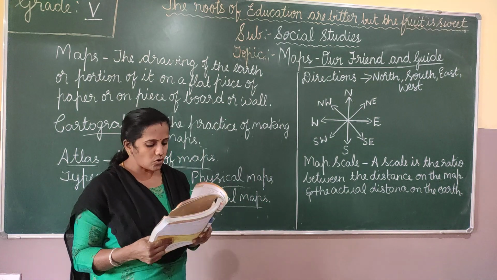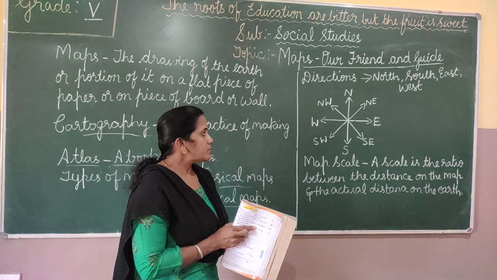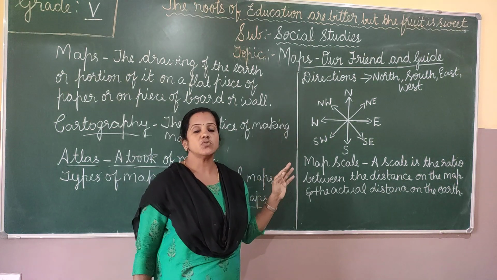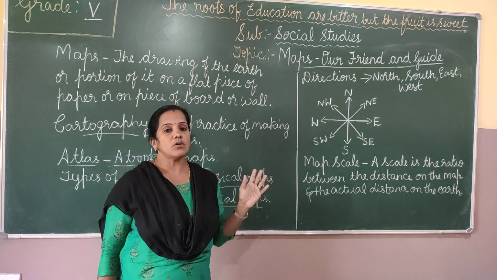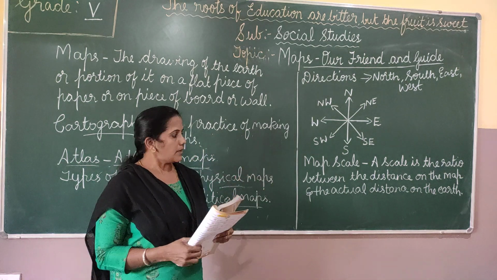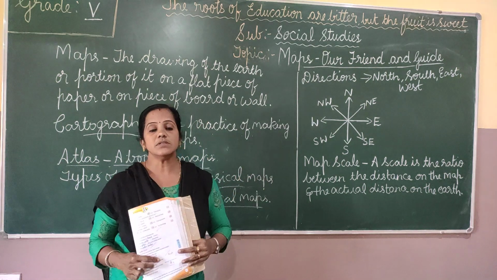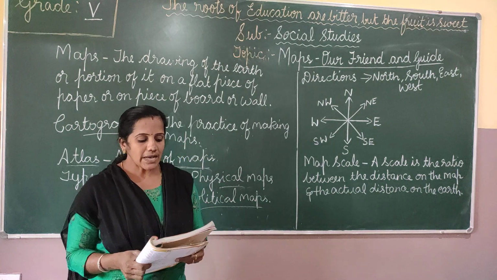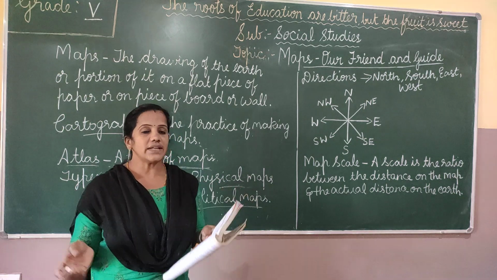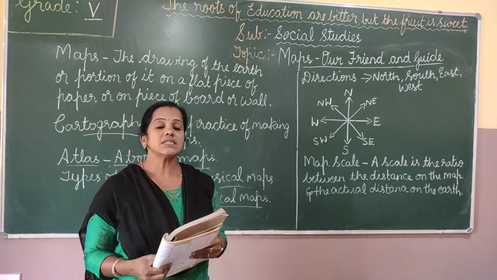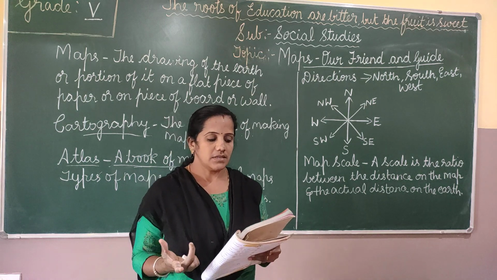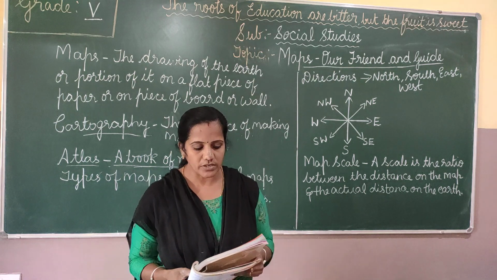So next we'll move on to the map scale. These directions help us to locate the places on the maps. So what is this map scale? The earth is very big, is it? So it is difficult for us to scale the actual size of the earth.